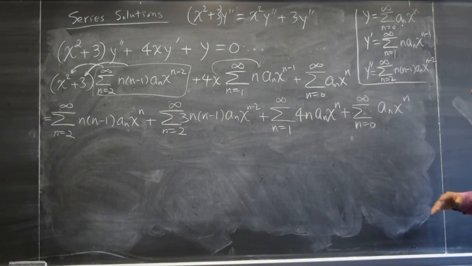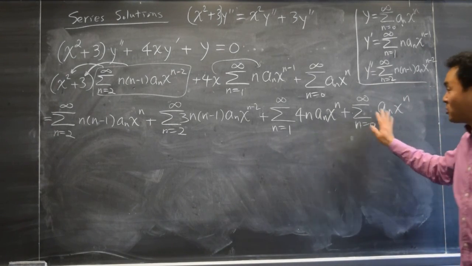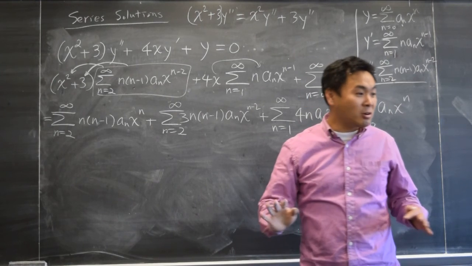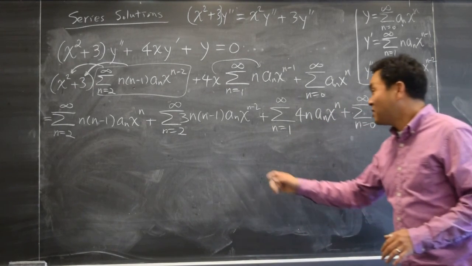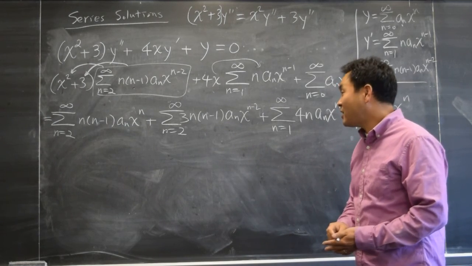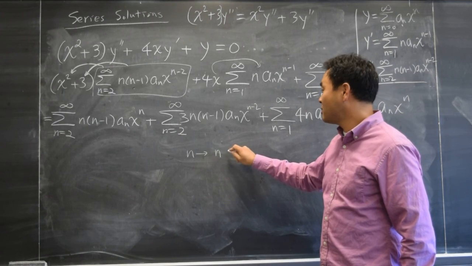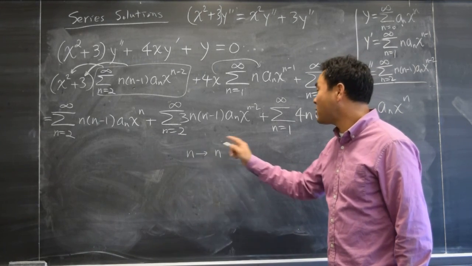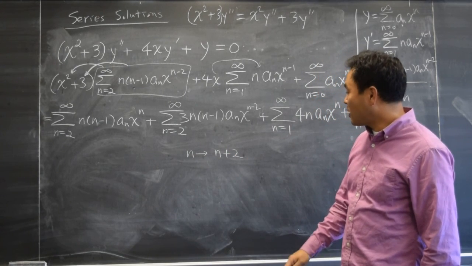Okay, so now we have 4 factories: 1, 2, 3, 4, and one of the factories needs shifting. Which one? Yeah, this one, right? And n has to become what? You have to replace n by n plus 2. So let's do that.